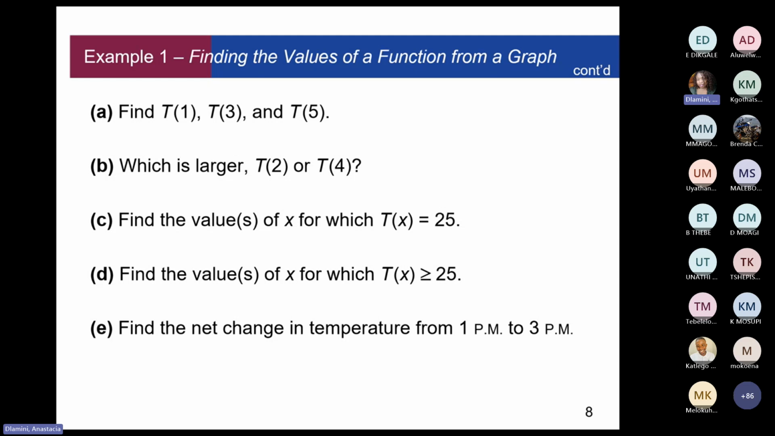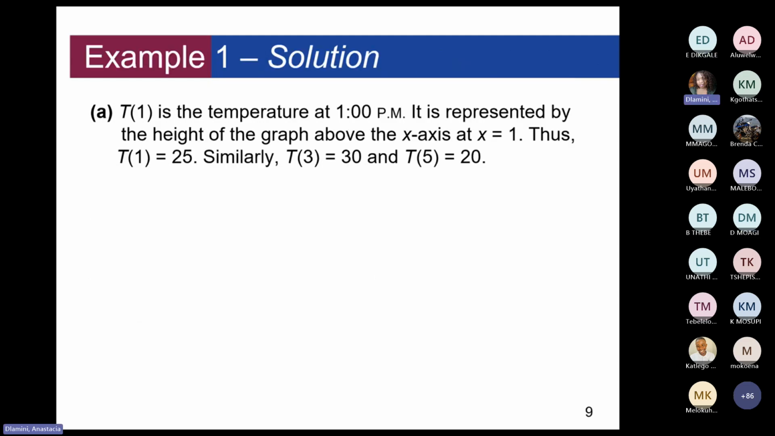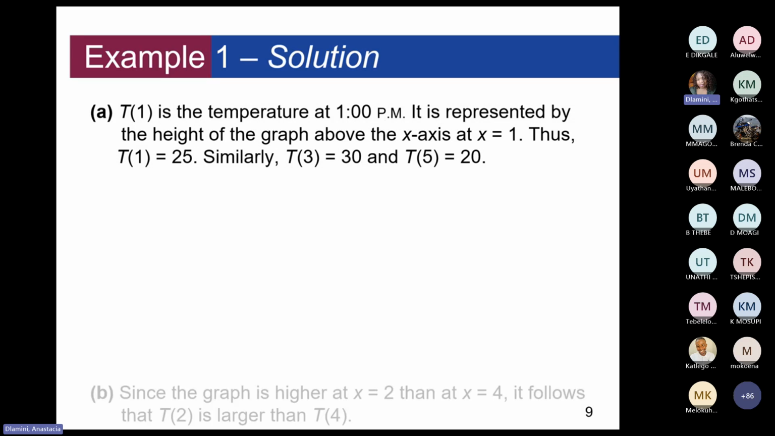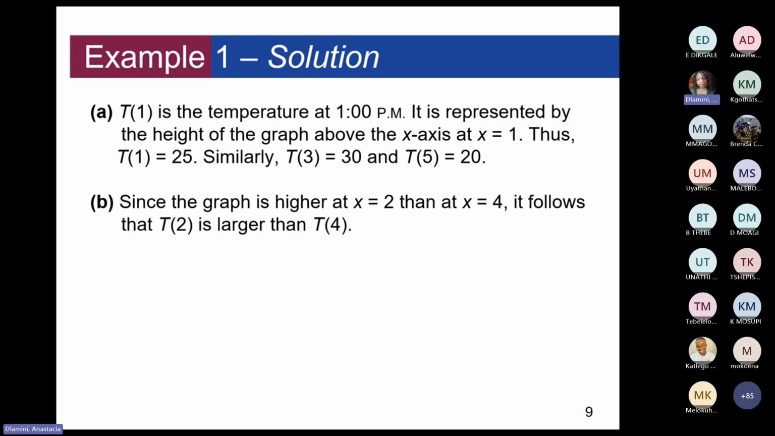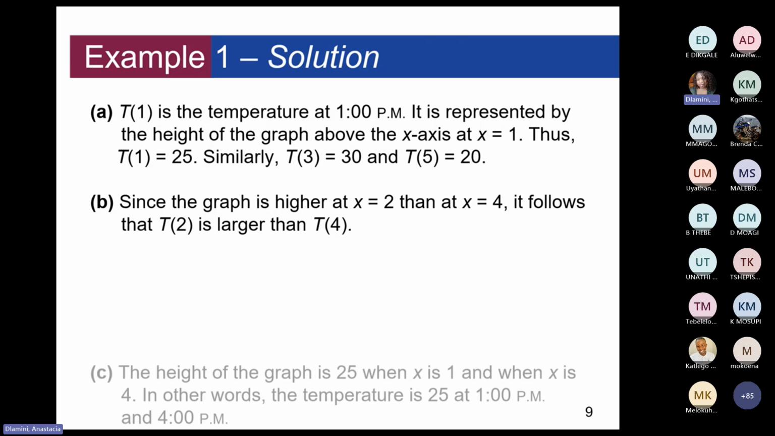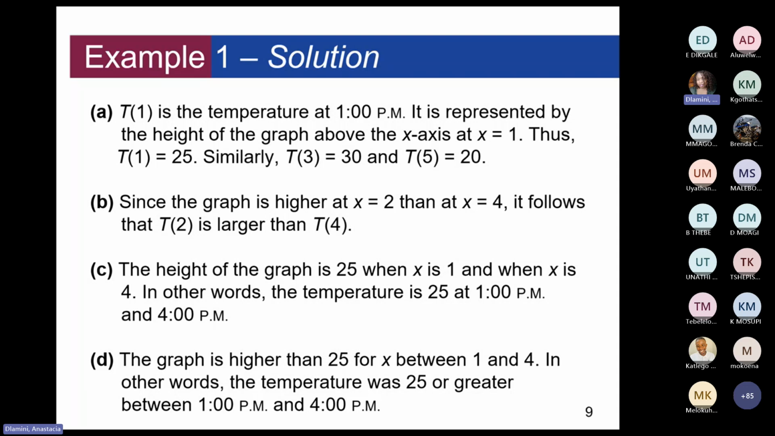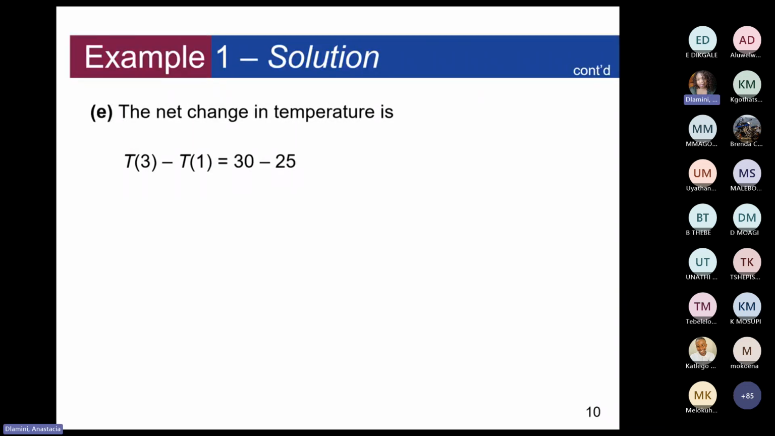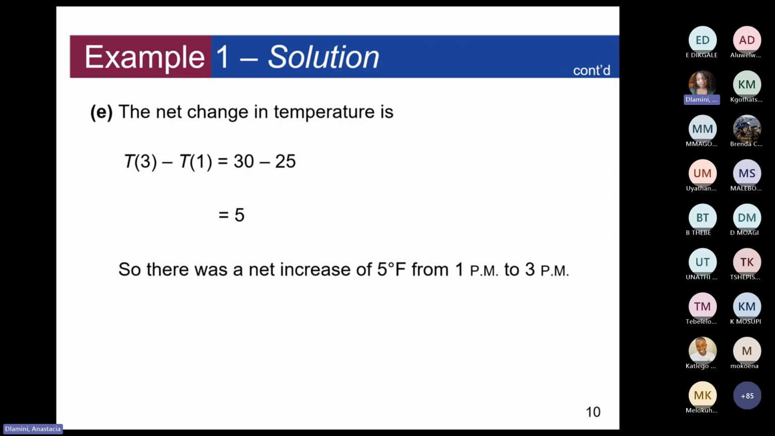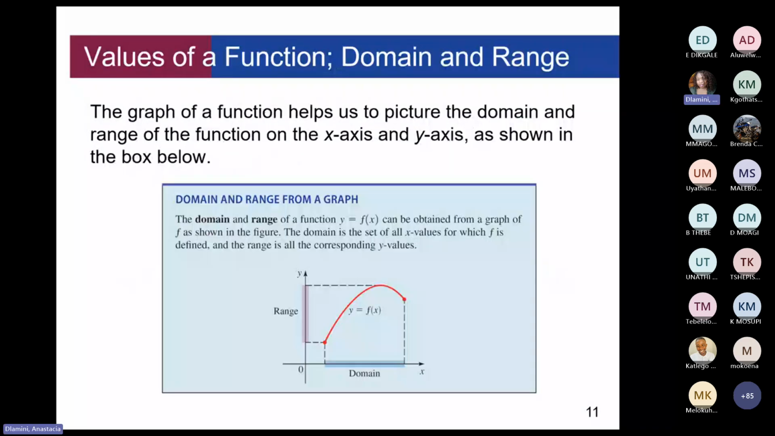Are we sorted now with this one, guys? Yes, our answers are right. The height of the graph is 25 when x is 1, and between 1 and 4 is where the temperature is higher. Guys, you see? This is how we should be thinking.